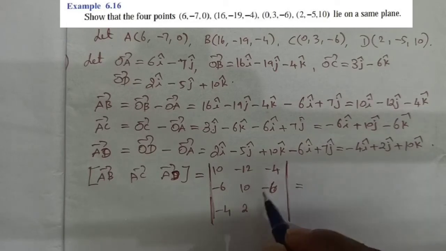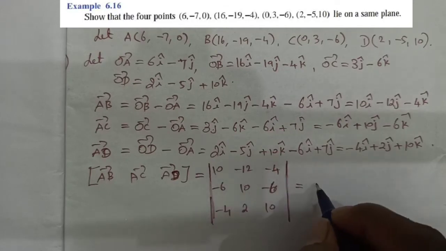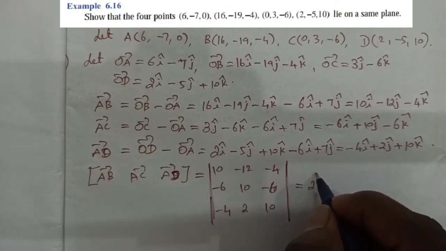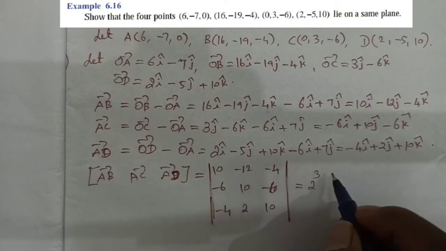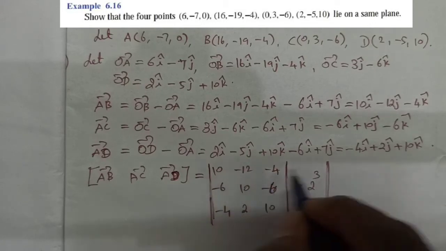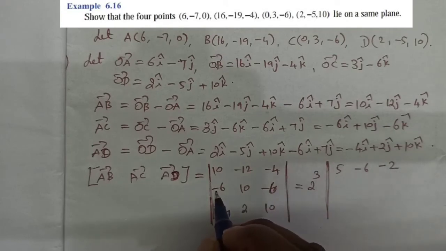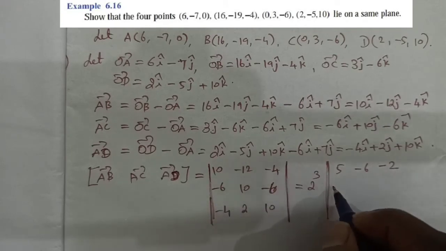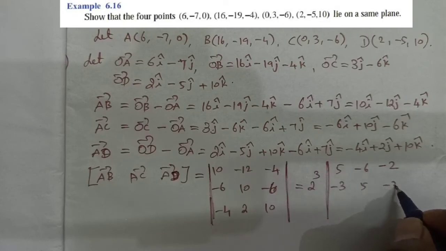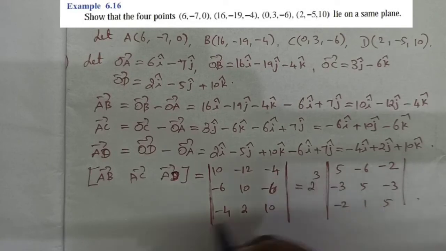Now I am going to take 2 as common in the first row, the second row and the third row also. So 3 times I can take 2, so simply I can write 2 cube, 2 into 2 into 2. If I take 2 from the first row, I get 5, minus 6, minus 2. The second row is reduced to minus 3, 5 and minus 3. The last row also: minus 2, 1, 5. So 2 cube is nothing but 8.